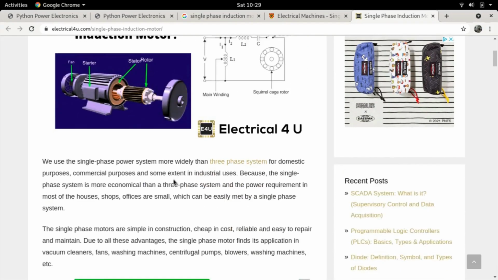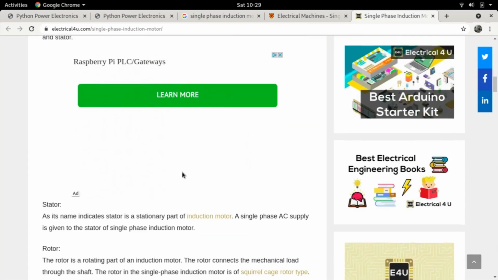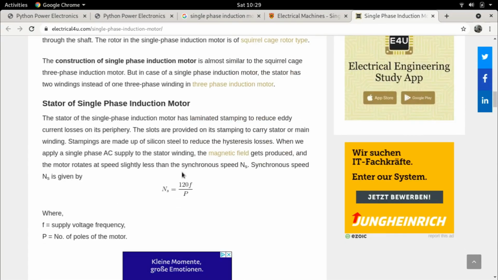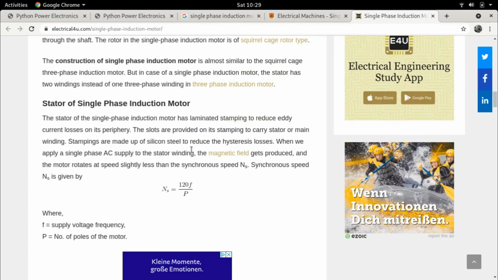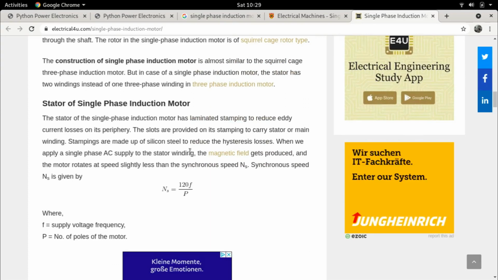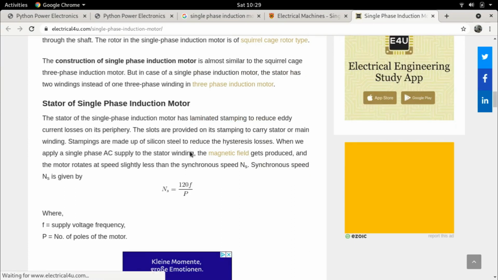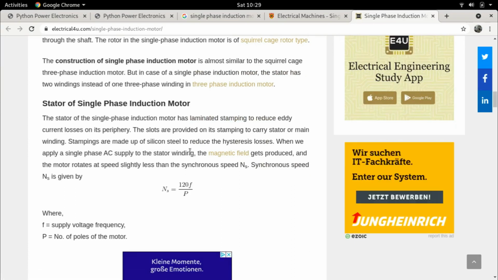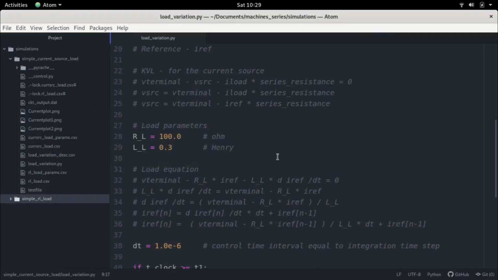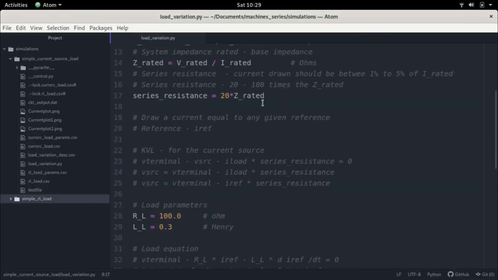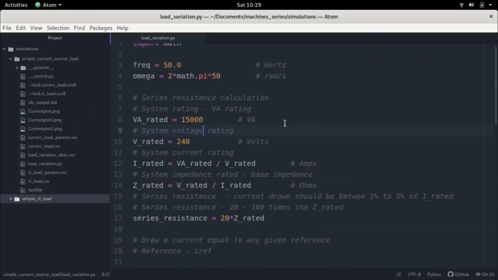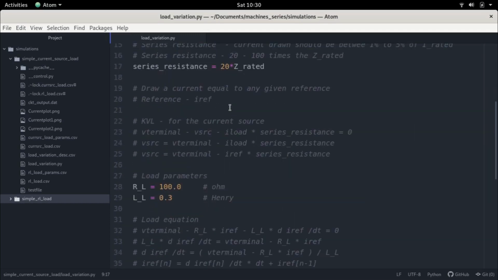So I would suggest do a little bit of Googling so that you are familiar with the basics of single phase induction motors, and very soon we will start writing these equations in the next lecture. But most important, we will start with the very basics and we will code this just as we did within this particular case. So for this, I will start a new directory, we will start a new project, and we will continue coding just the way we did.